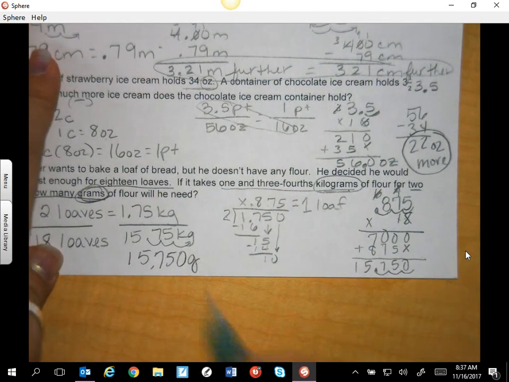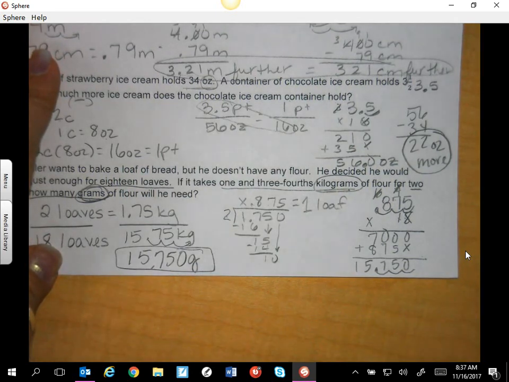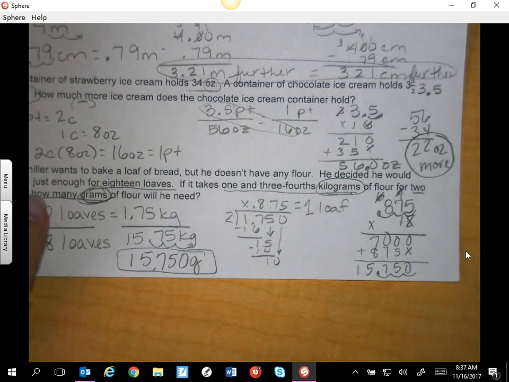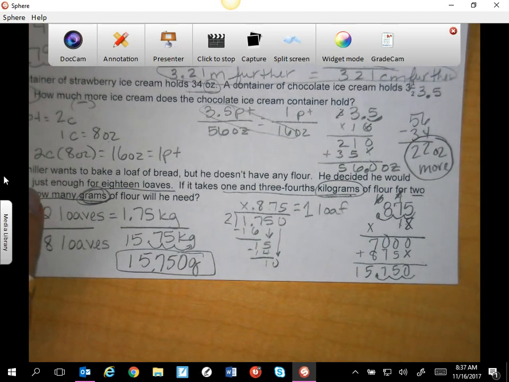I would like you to try the back, and we will make sure we're good on measurement conversions before we start our project when we come back from break.